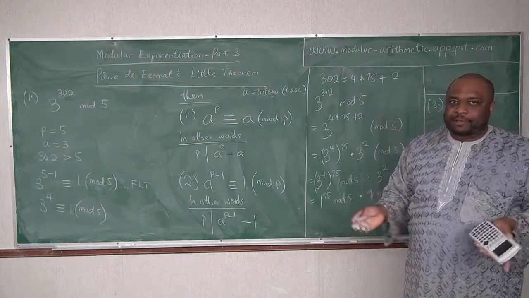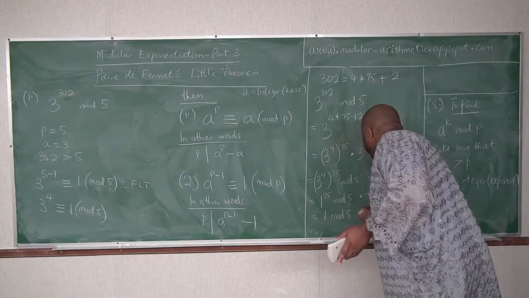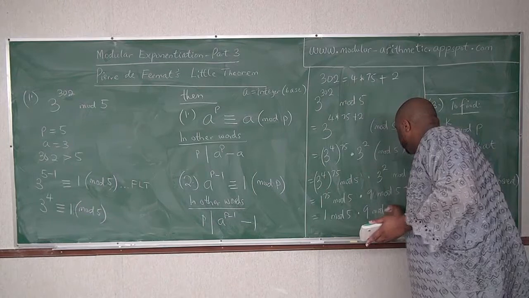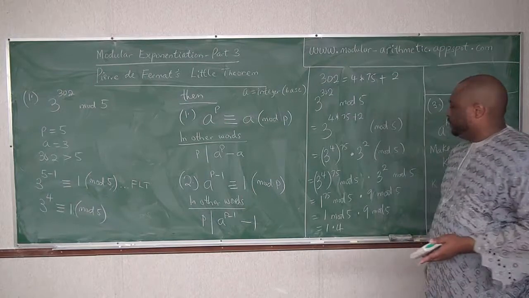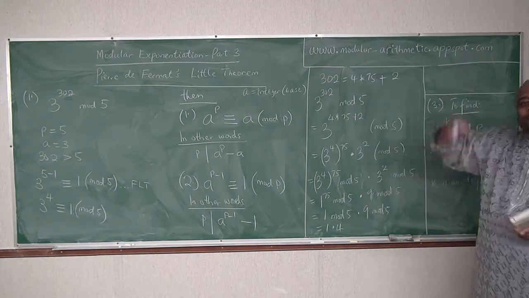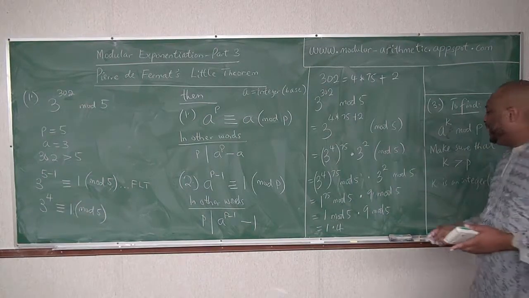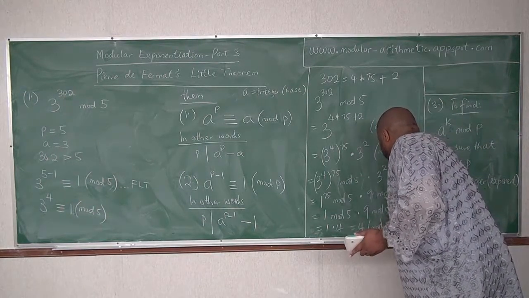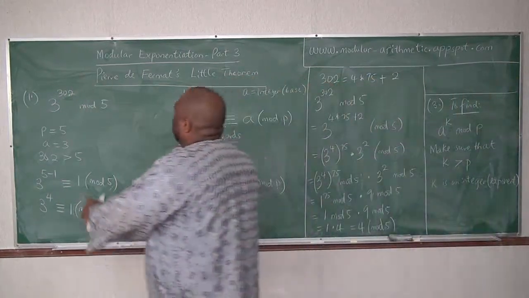1 exponent 75 mod 5 is 1. So 1 mod 5 times 9 mod 5 is equal to 1 times 9 mod 5, and 9 mod 5 is 4. Okay, at least you know that already. 9 minus 5 is 4. So this is 4 in mod 5. That's the answer.